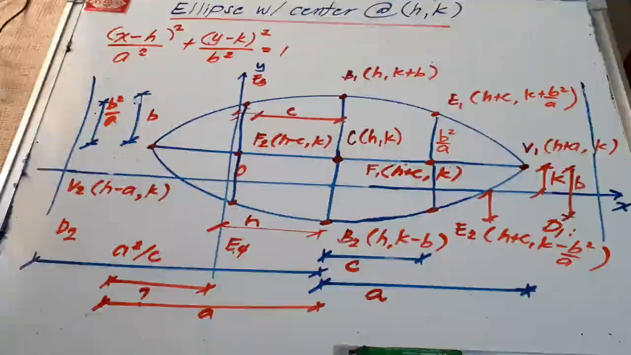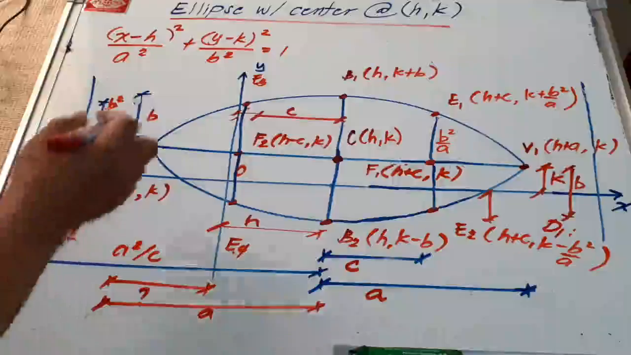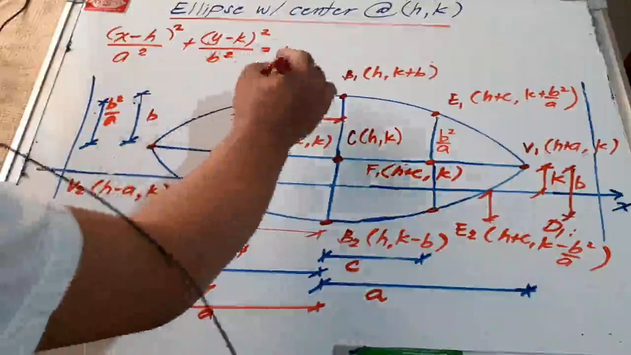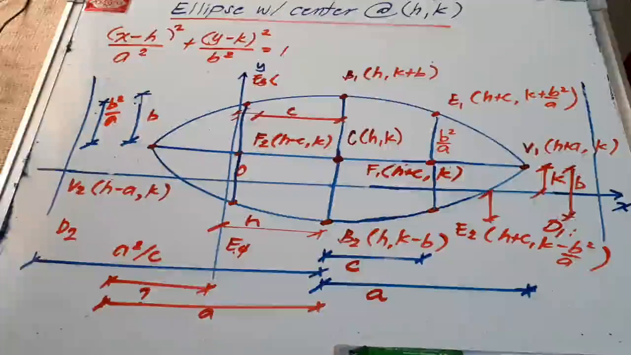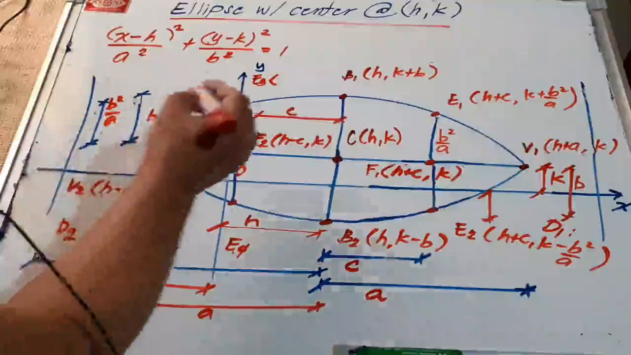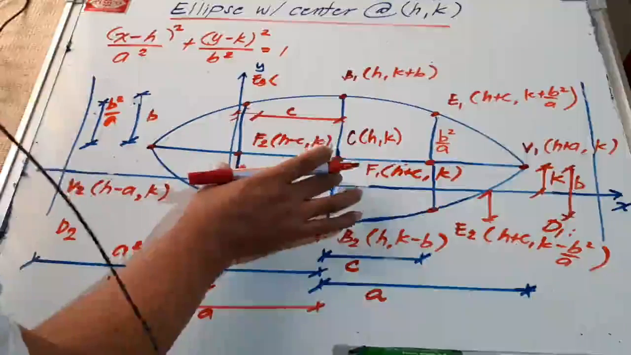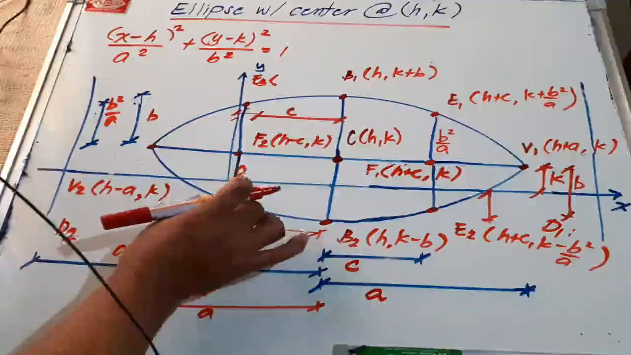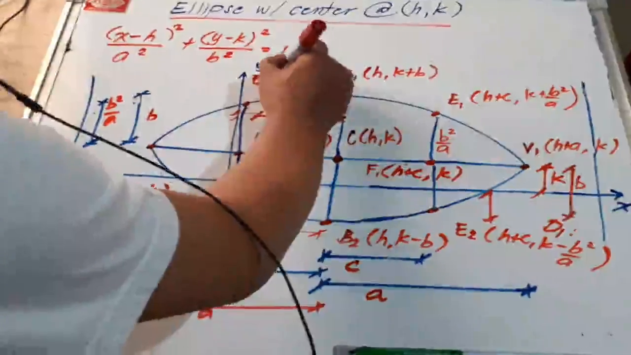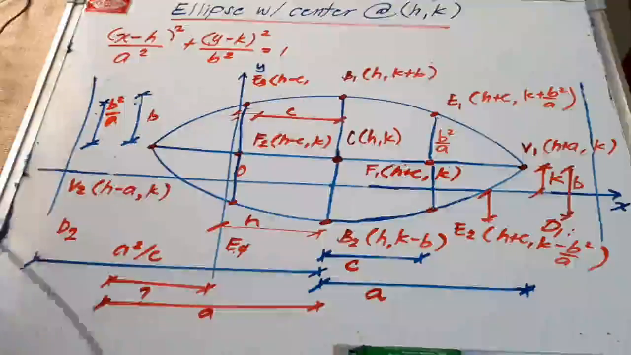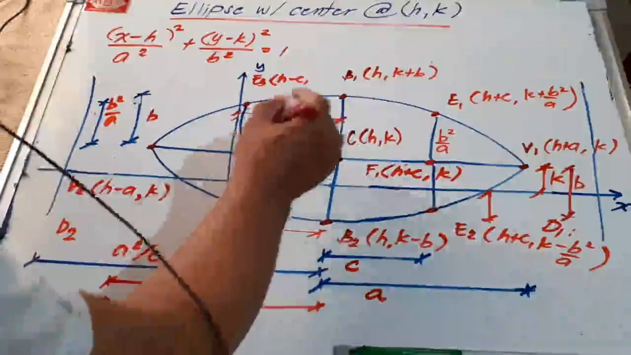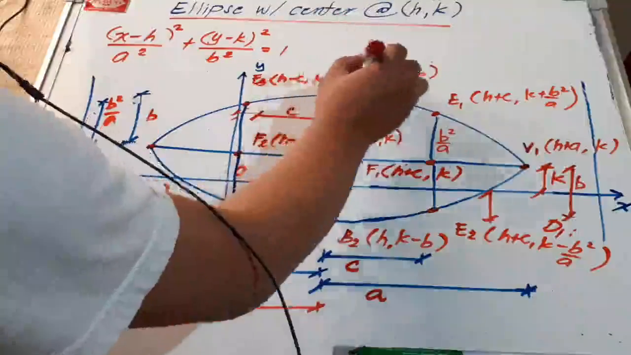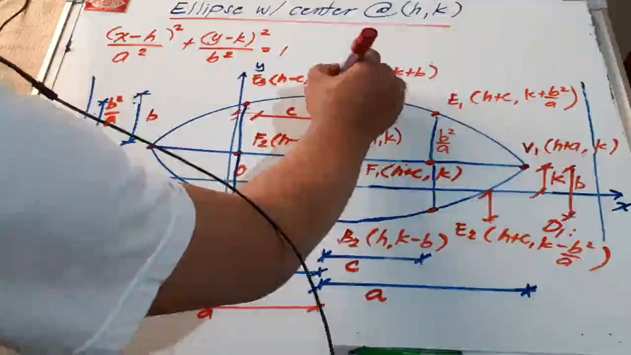Okay? And then, ang kanyang E3 will be, so, ang kanyang horizontal distance is H minus C. Kagaya rin lang nung focus natin, H minus C, comma, ang kanyang vertical distance, tumaas siya ng B squared over A dun sa K value. So, K plus B squared over A.